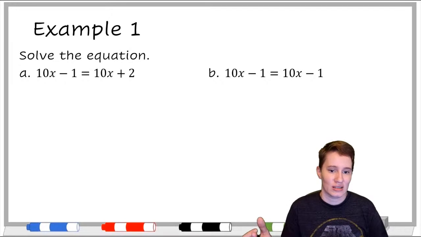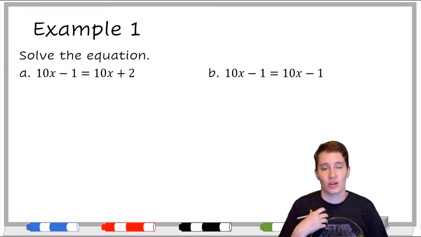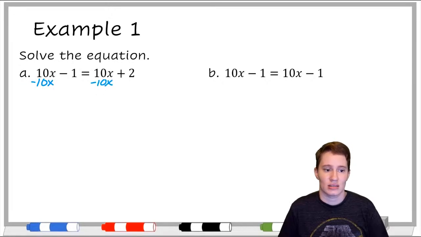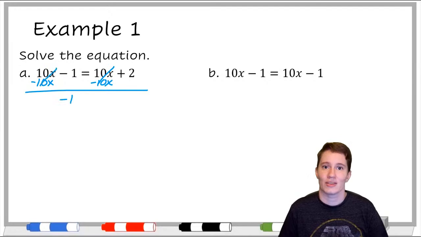So in both of these cases, we could go ahead and subtract 10x from both sides and then see what we're left with. So let's try that here. Minus 10x, minus 10x. Okay, so our x's cancel. That's our red flag as far as knowing this is a special case: those x's went away. Then we look at this and ask, is that a true statement? Does negative 1 equal 2? No, it does not. And that means we say no solution for our answer.